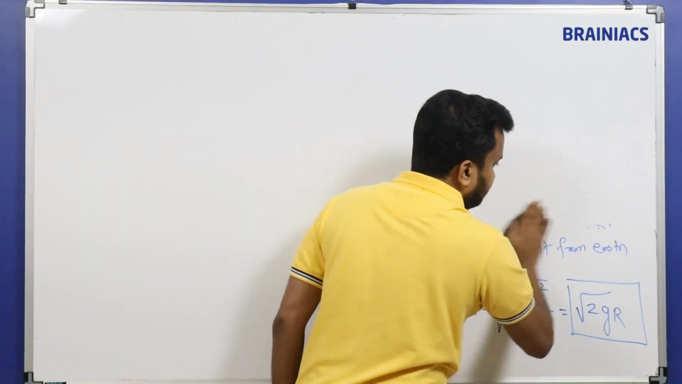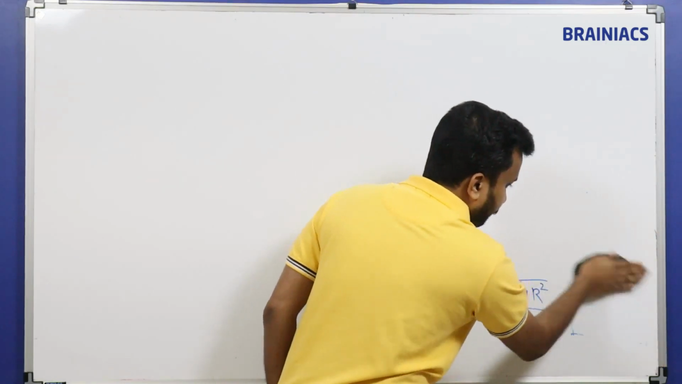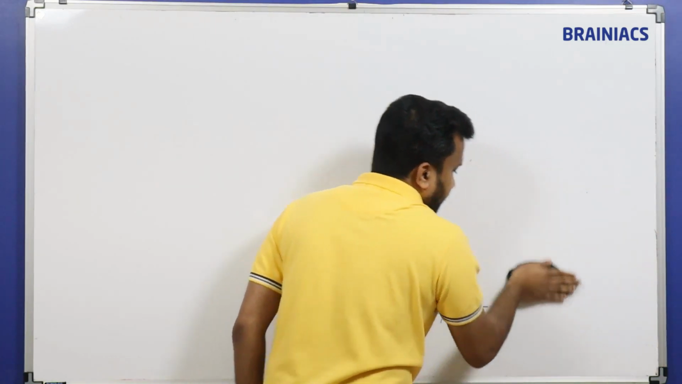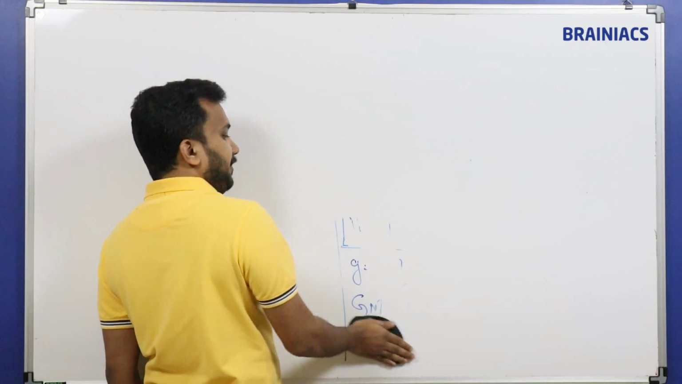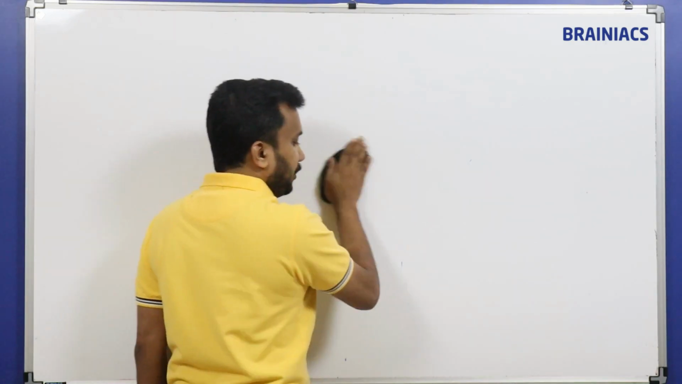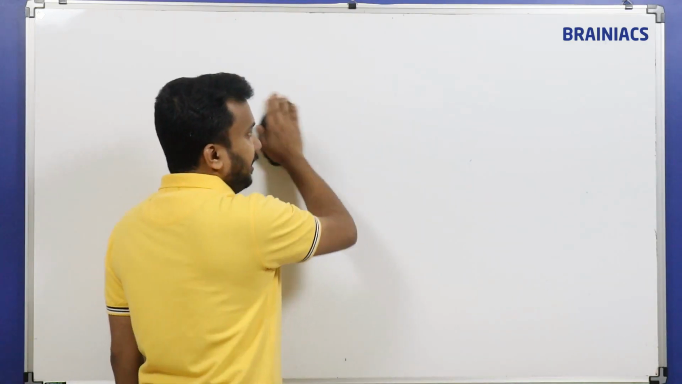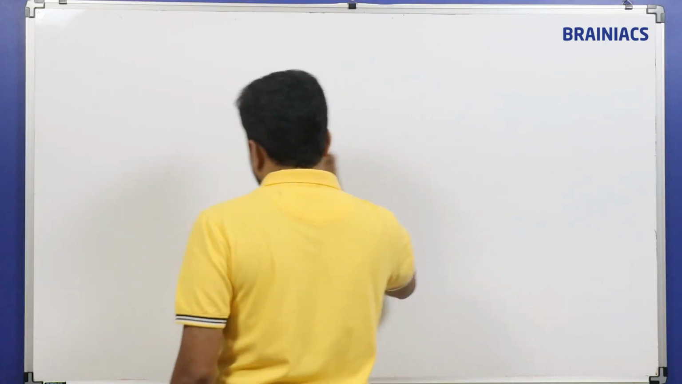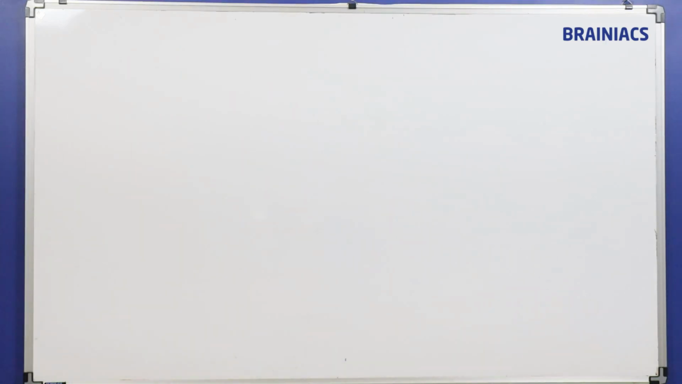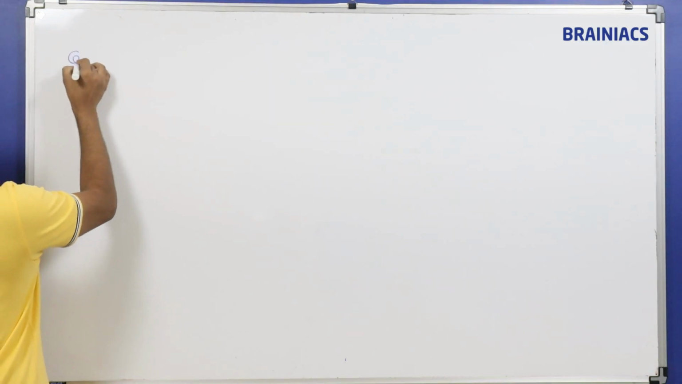Okay, fine. I hope you understood very clearly what is called escape velocity. If you are throwing a ball with a speed of 11.2 kilometer per second, it will never come back to your hand again. It is going out of gravitational pull. Okay, next, one example question.